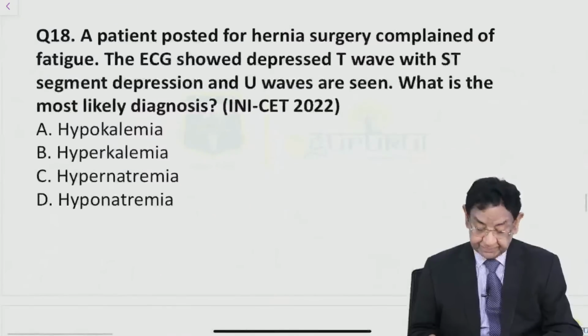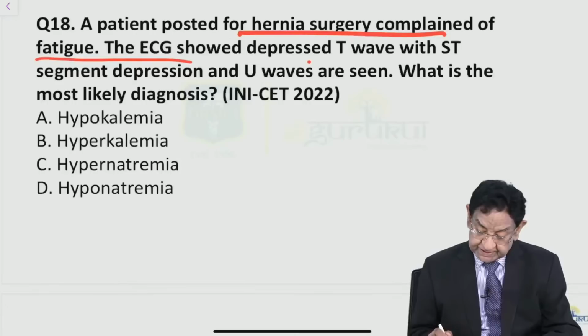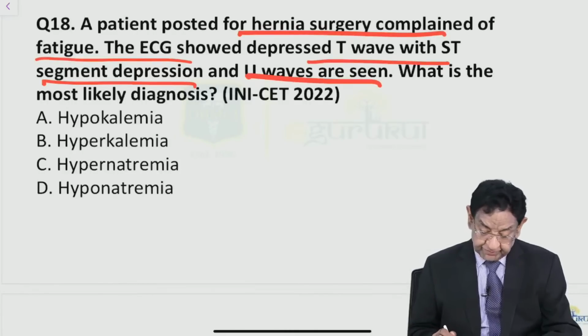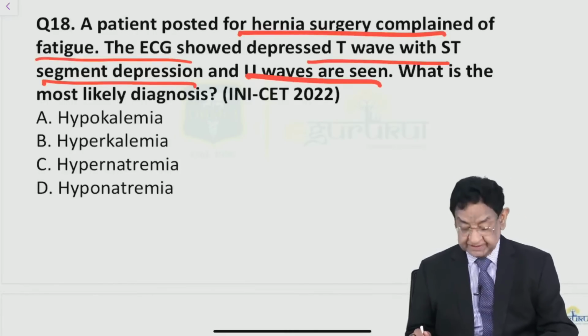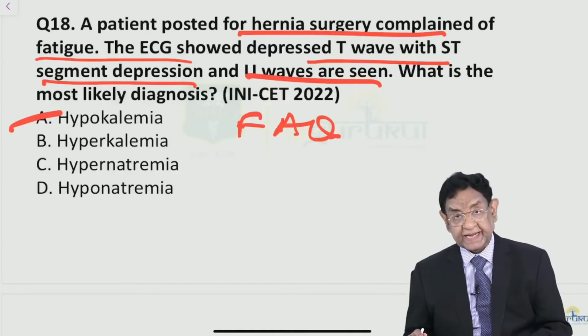Question 18. A patient posted for hernia surgery complained of fatigue. ECG showed depressed T wave with ST segment depression and U wave. Most likely diagnosis? It's an easy question, but it's a frequently asked question. The answer is hypokalemia.